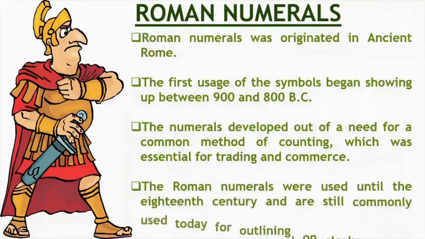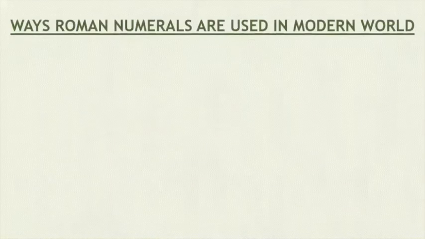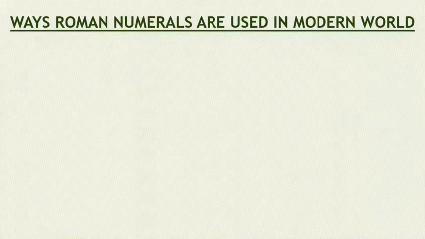The Roman numerals were still used until the 18th century and are still commonly used for outlining on clocks and in numbering on some pages in books. Now we are going to learn about the ways Roman numerals are used in the modern world.